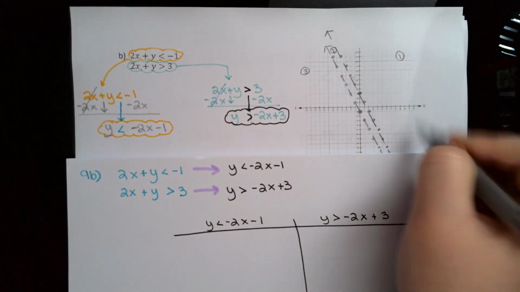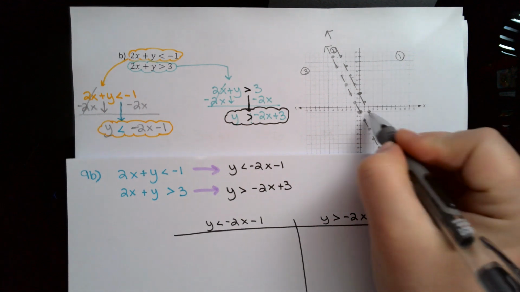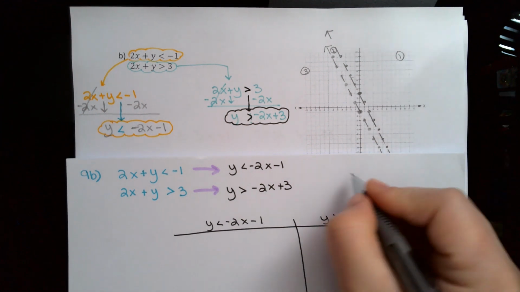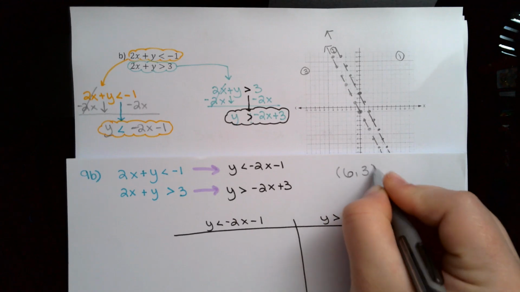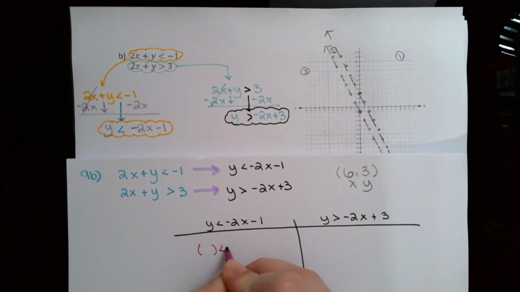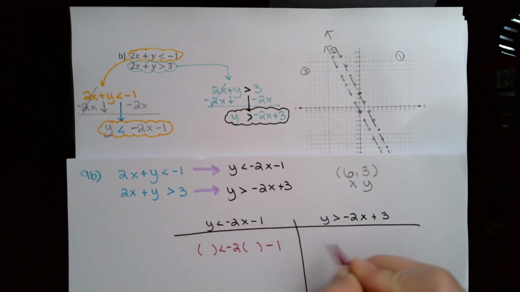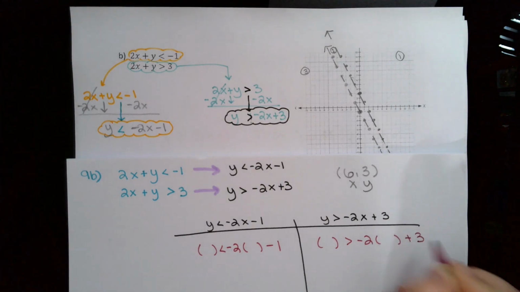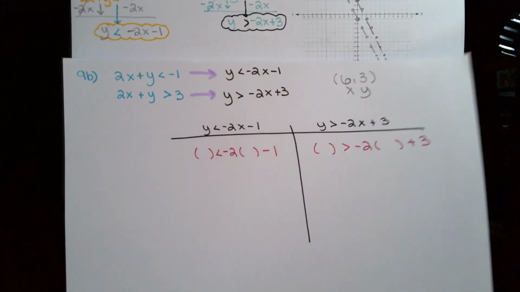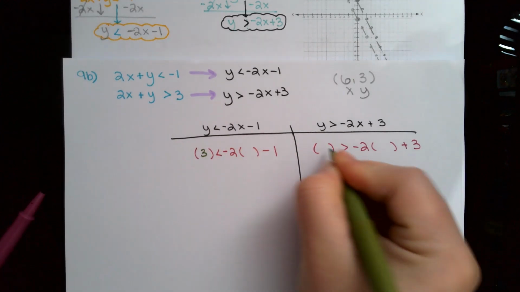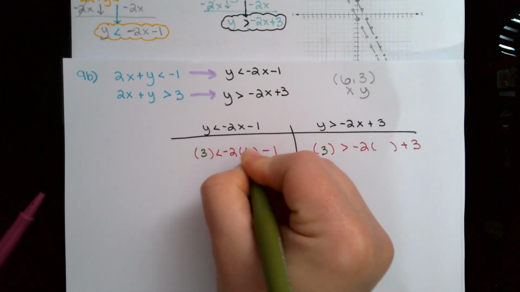Testing point in this region here, region 1. I'm going to do 6 and 3 as my testing point for region number 1. Here's my x, here's my y. Let's open up for y, open up for x, open up for y, open up for x. Put in our y of 3, put in our x of 6.